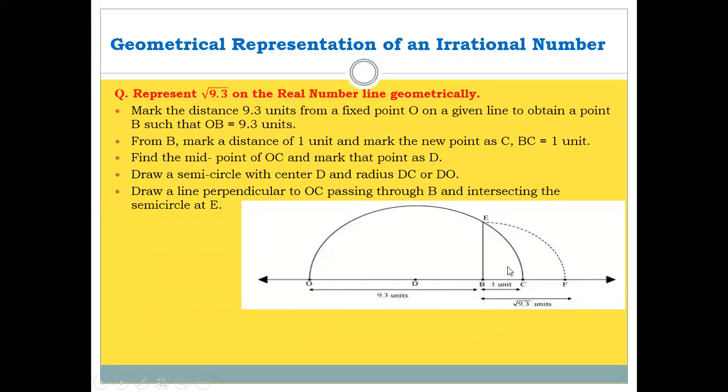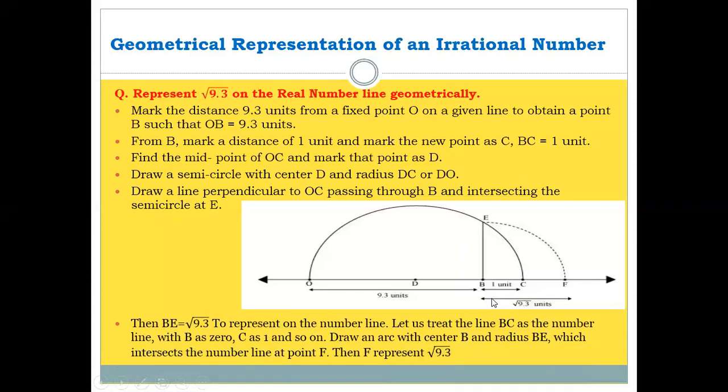How do we draw it? We take B as the center and draw a semicircle, then we draw the perpendicular by drawing 60 degree and 120 degree angles. So you have learned how to draw the perpendicular over a line in the previous class. So now next we have here BE is equal to root 9.3.